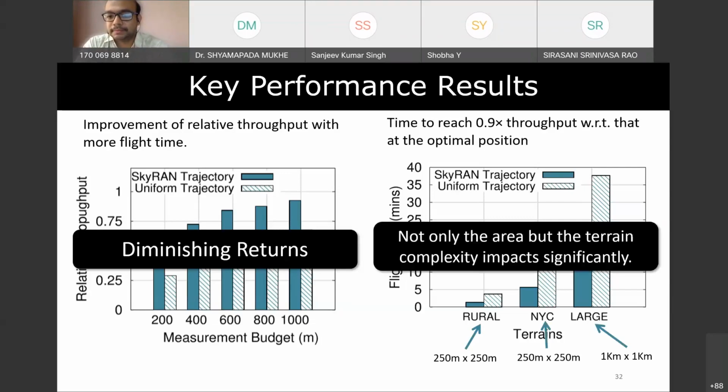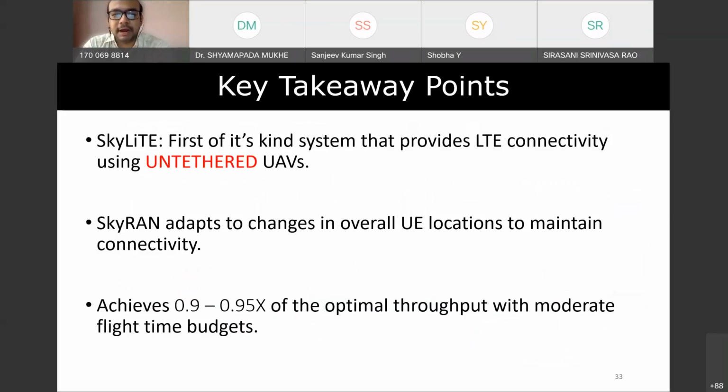Okay, so there are three takeaway points. This was the first of its kind system where the entire LTE stack was hosted on the drone. The drone was not tethered with any optical fiber or any other electrical cable to the ground. It was completely released and free to move. And for SkyRAN, it was adapting to the changes in the overall UE location to maintain its connectivity.